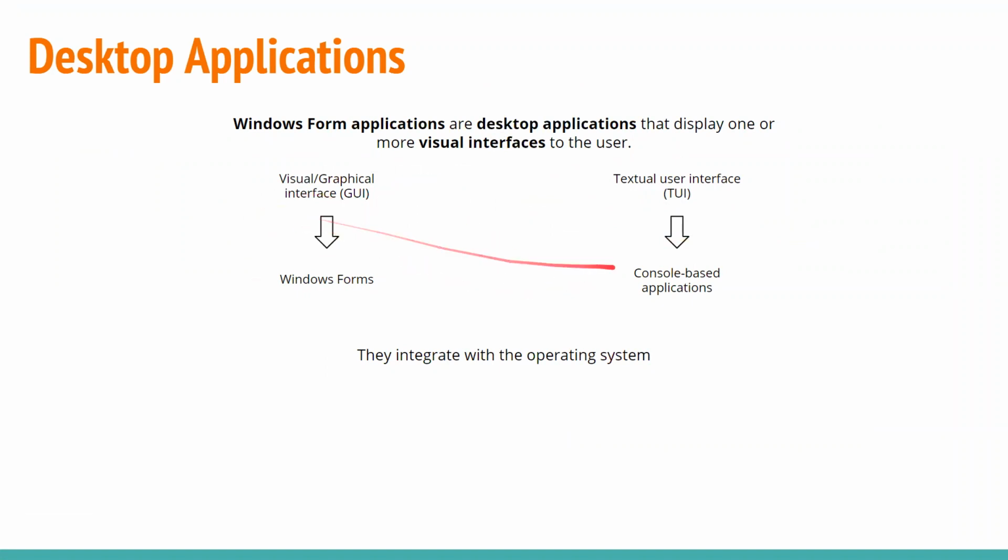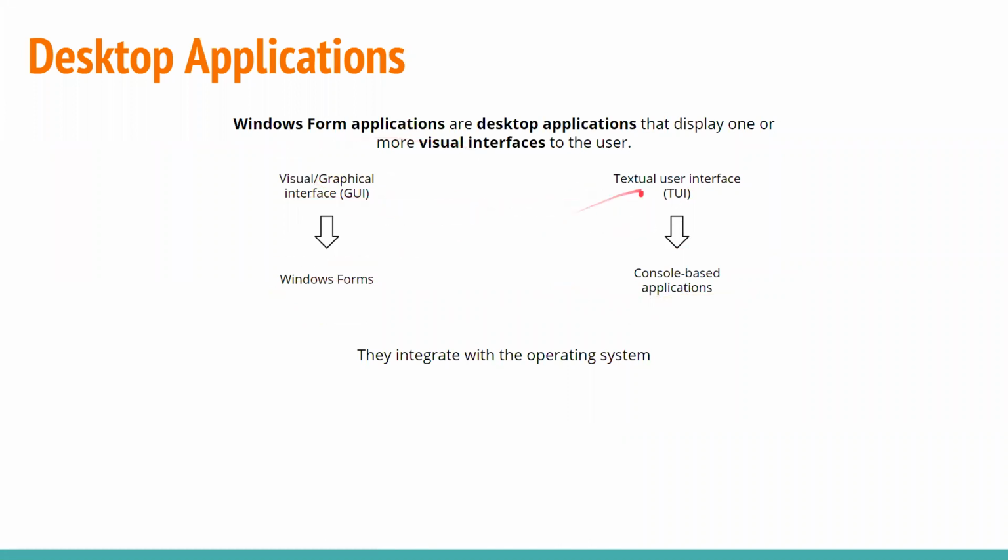And this is somewhat true. All of the applications that you interact with are one of these two, right? They either have a visual interface, a GUI, or they have a textual user interface, a TUI. So they're either a Windows form or they're a console-based application, okay? Or basically all of the apps you interact with. But these are not the only two kinds of apps that exist.